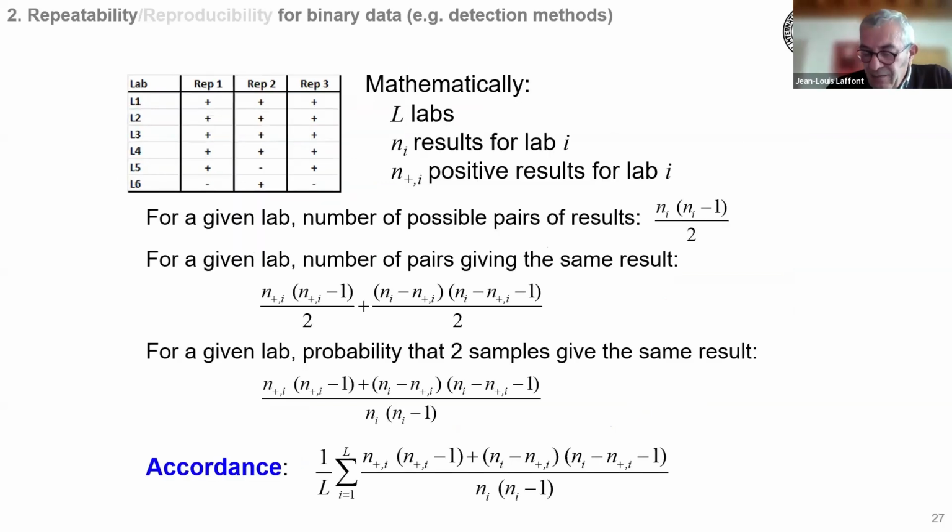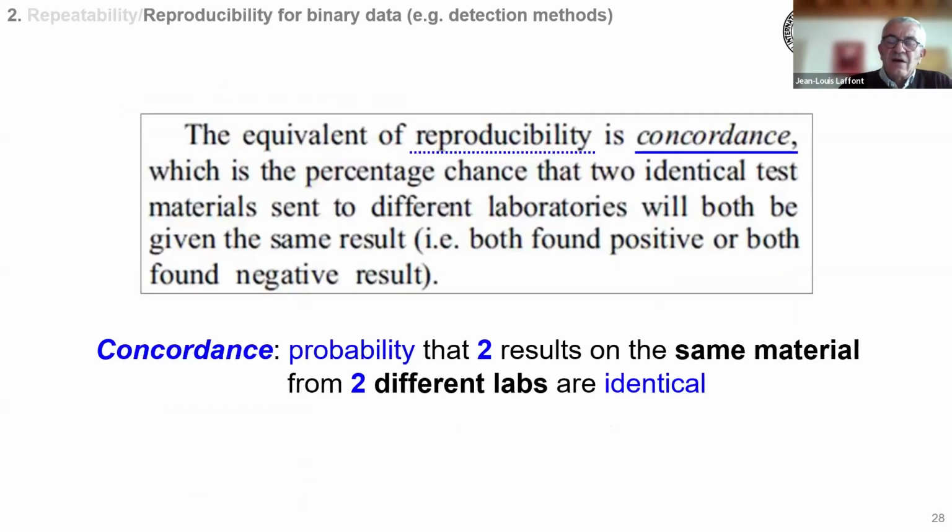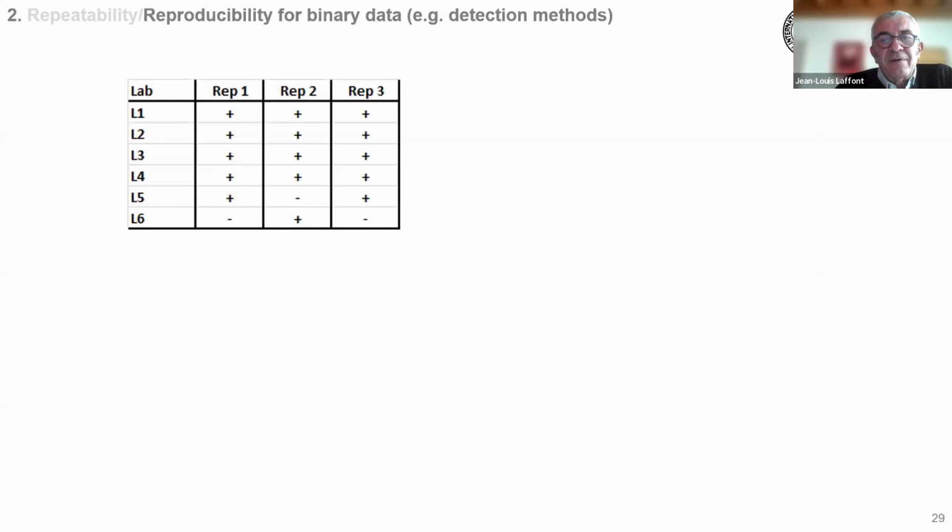Here are the mathematical details, but I just show them for reference. Now about concordance. Concordance is also a probability, and it is the probability that two results on the same material, but from two different labs, are identical. Okay, so how do we compute this probability for our example?